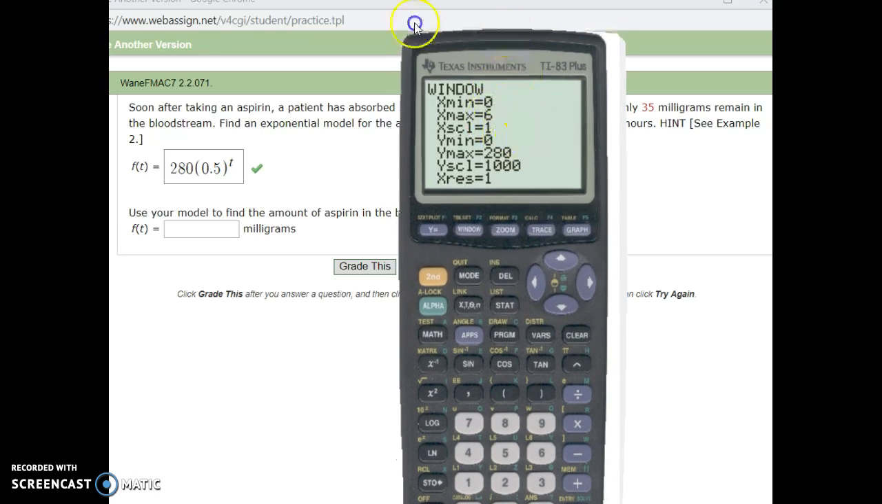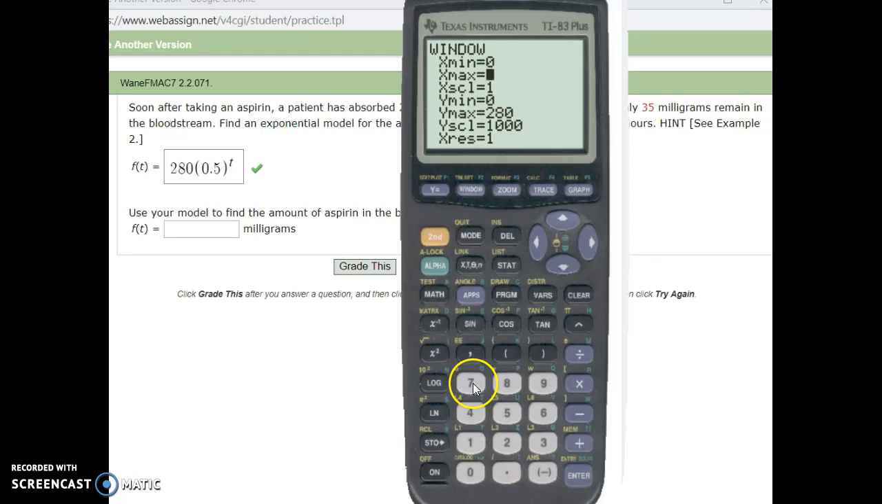Well, I don't want to leave 6 as the max because I need to have it on the graph. It went up to 280. Let me change my scale to, I don't know, 10. Alright, graph. Whew, exponential decay. And here we go. Now, there are 2 ways I can find the answer from the calculator without doing a lot of work. Second calc, number 1 value at 6.